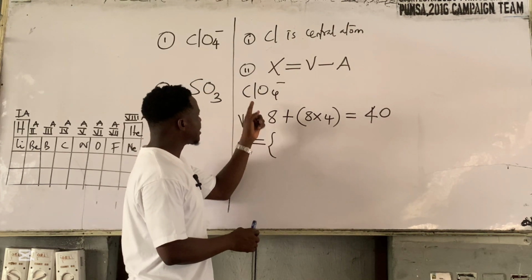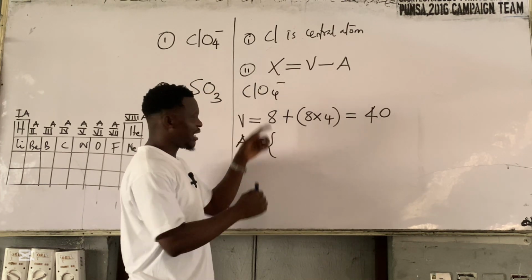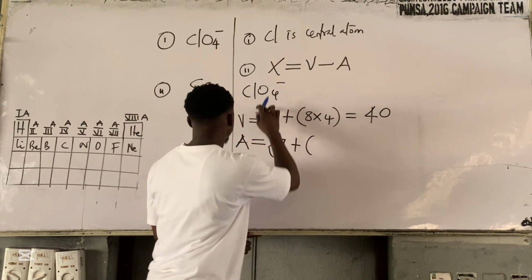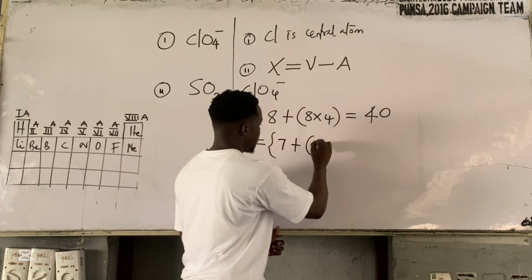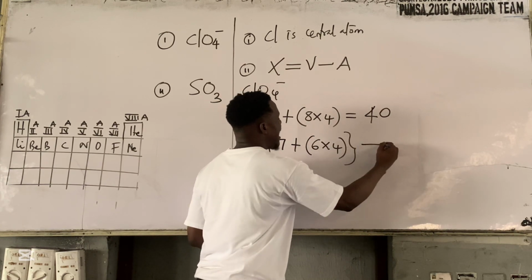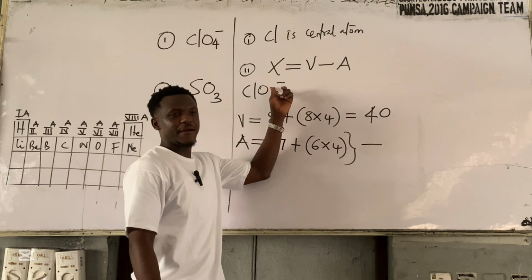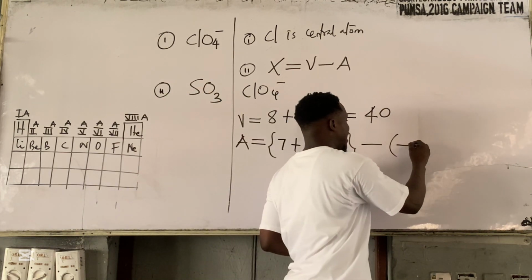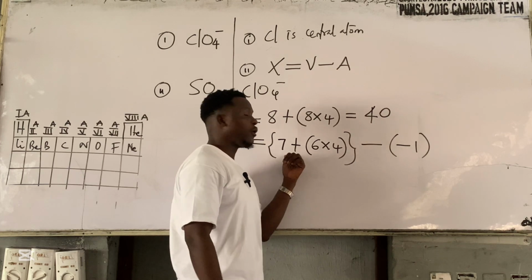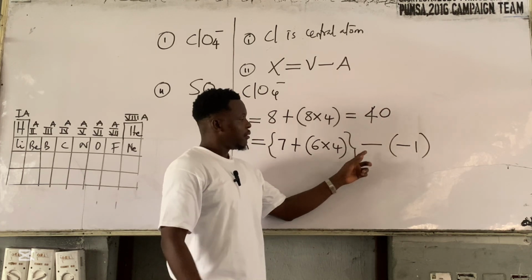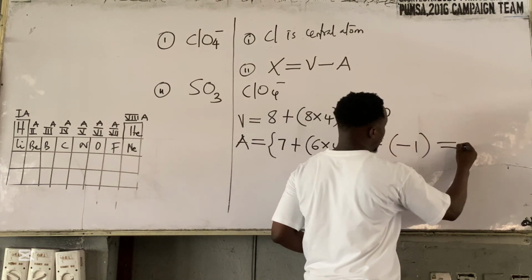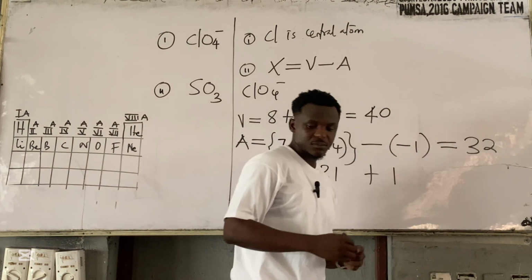Now, class, what is the group number of chlorine? 7. Class, what is the group number of oxygen? 6. How many oxygen do we have here? Minus. Class, what is the charge here? Please, the charge is minus 1. 6 times 4 plus 7. This is 31 plus what? 1. This becomes what? 32.